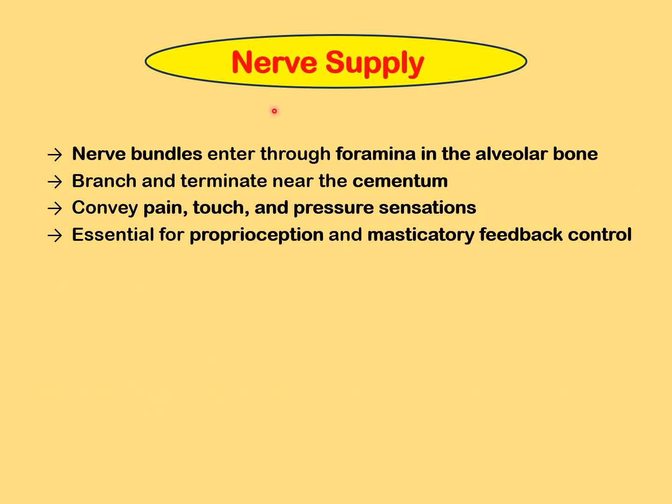Talking about the nerve supply of periodontal ligament, the nerve bundles enter through the foramina in the alveolar bone, and the branch terminates near the cementum. They are useful in conveying sensations like pain, touch, and pressure, and also they help in proprioception and masticatory feedback control.